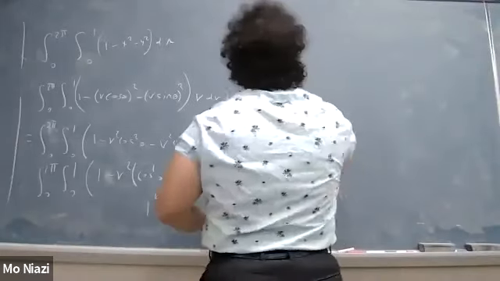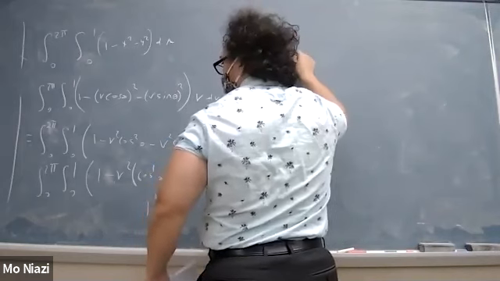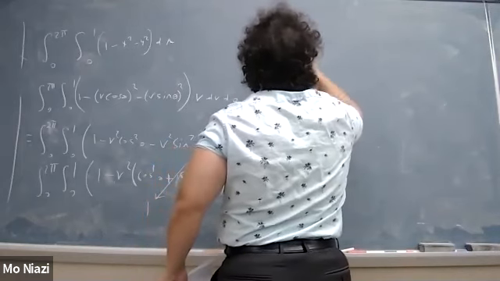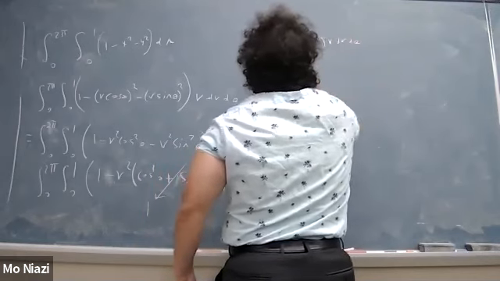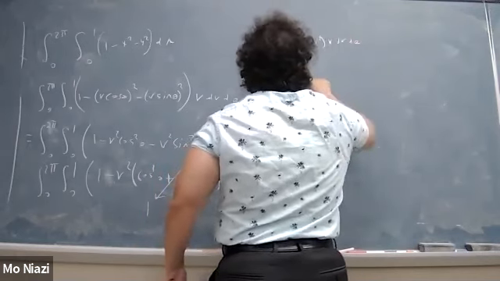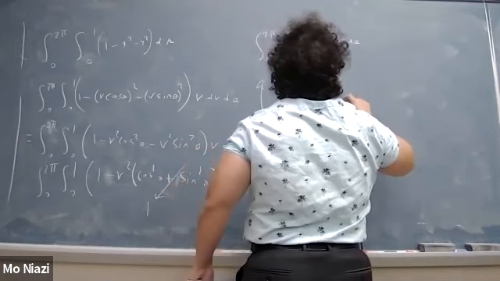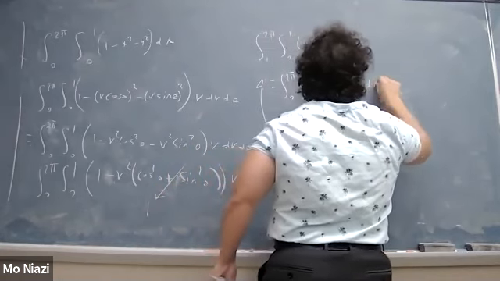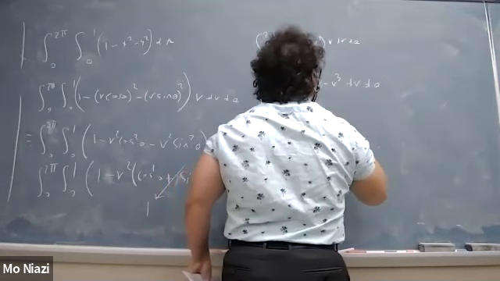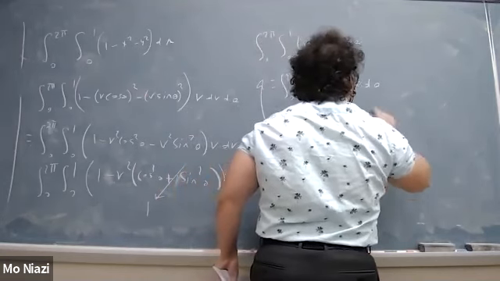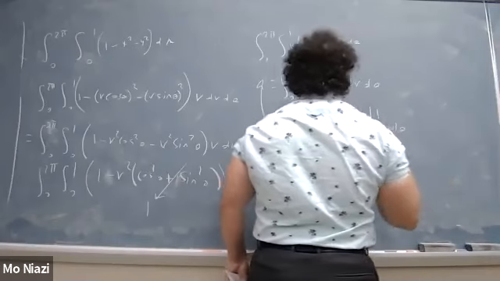The integral becomes integral 0 to 2 pi, integral 0 to 1 of 1 minus r squared times r dr d theta. Integral 0 to 2 pi, integral 0 to 1 of r minus r cubed dr d theta. Integral 0 to 2 pi of r squared over 2 minus r to the fourth over 4, evaluated from 0 to 1, d theta.